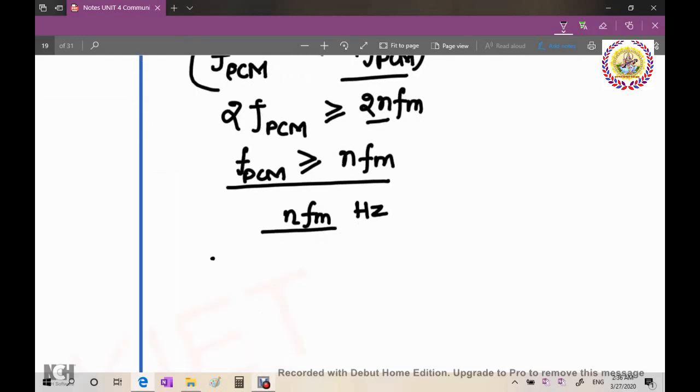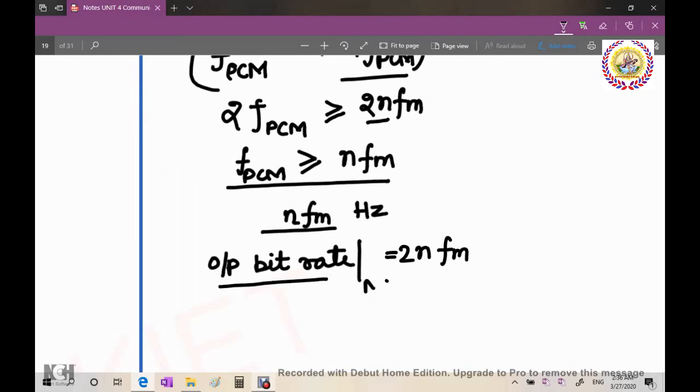Now if someone wants to calculate the output bit rate, it will be given by 2nfm, which is the minimum bit rate. So the bandwidth will be greater than or equal to nfm Hertz, and the output bit rate is twice nfm. So that's it. This is the final topic of PCM, which is the bandwidth.